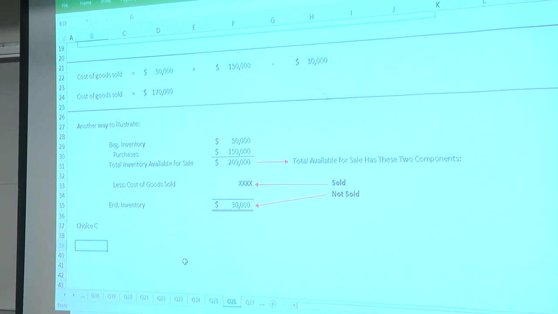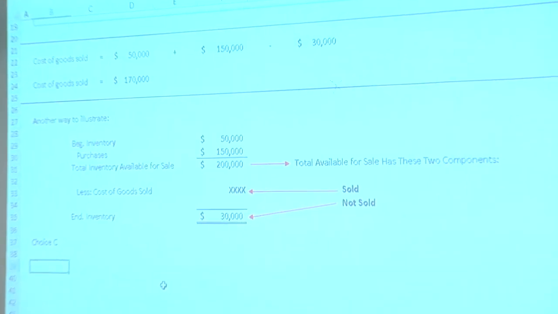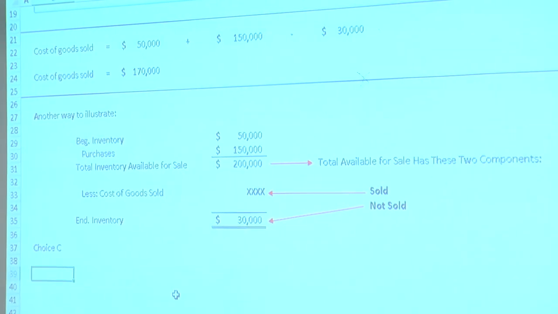Over here, I wrote out another way to illustrate this. Some people find these formulas not so intuitive until they see them more visually. So if you think of this in sort of a timeline, you start out with your beginning inventory, whatever's already in the warehouse. Then you have purchases throughout the year that you're adding to that stock. So between the beginning inventory and everything you purchase throughout the year, that gets you to what's known as total inventory available for sale.